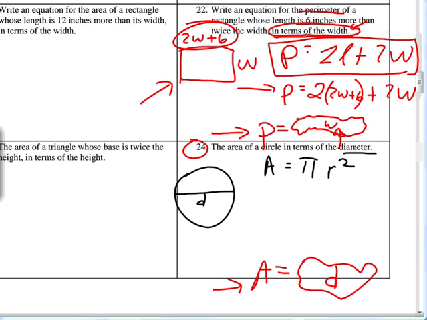What's wrong with that answer? Why can't I just use that? That's an area formula. It's not in terms of D. It's in terms of what? R. So I got to get the R out of there. A equals pi and get that out of there. And I can't just put in a D. Otherwise, I'd be saying R is equal to D. So I guess I need to know what R is equal to. R would be equal to what?